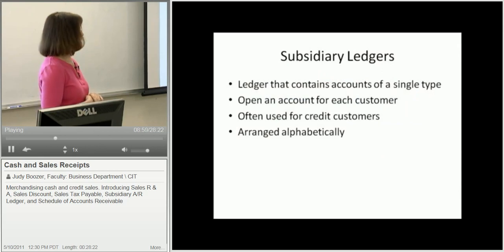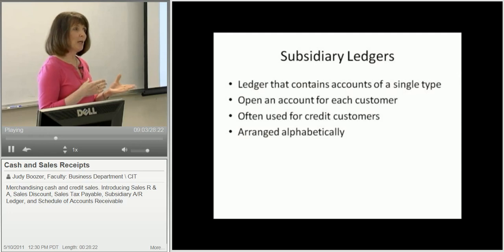Now, subsidiary ledgers can be added to at any time when customers come in. If you have new charge customers, you're going to add a new account to it. They're usually listed alphabetically. They could be listed by account numbers, but make it some way that's easy for you to find the various customers as they make their charges and or their payments, because we're going to record payments in them also. And that's something we'll do in the next chapter, is recording payments.